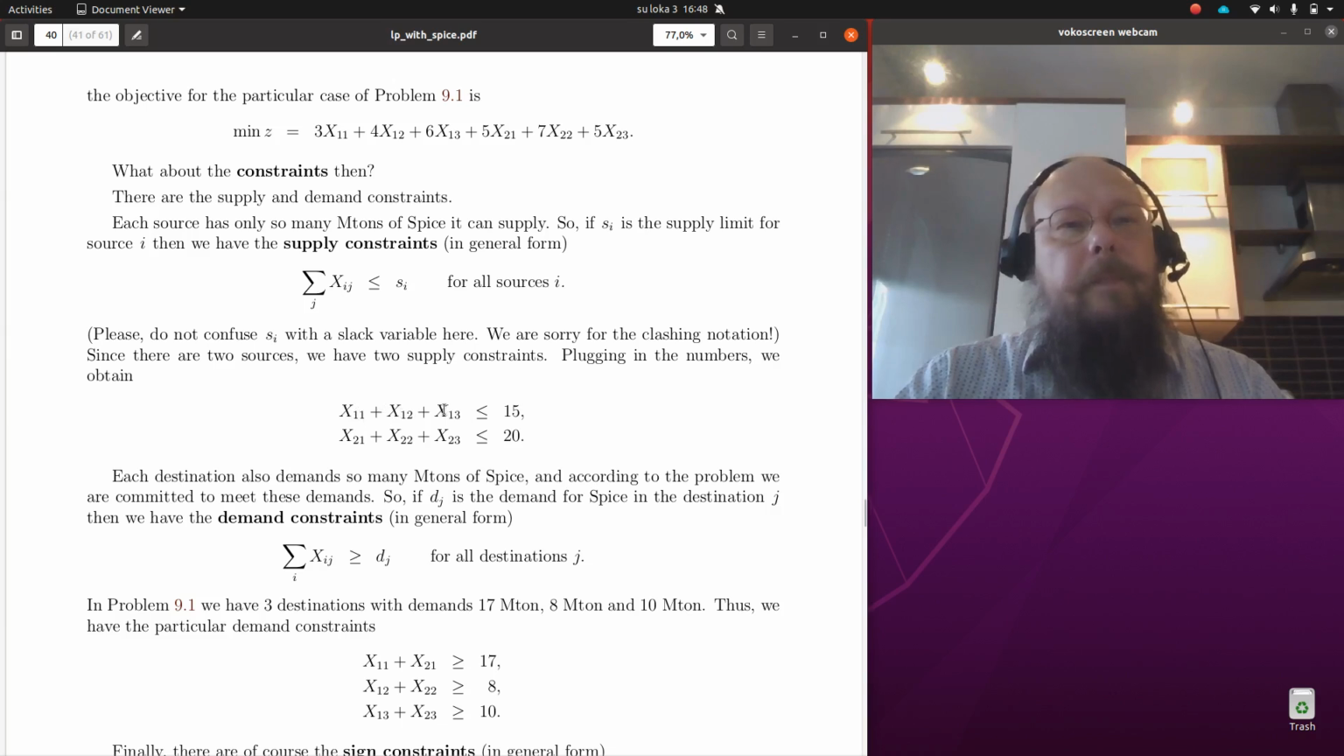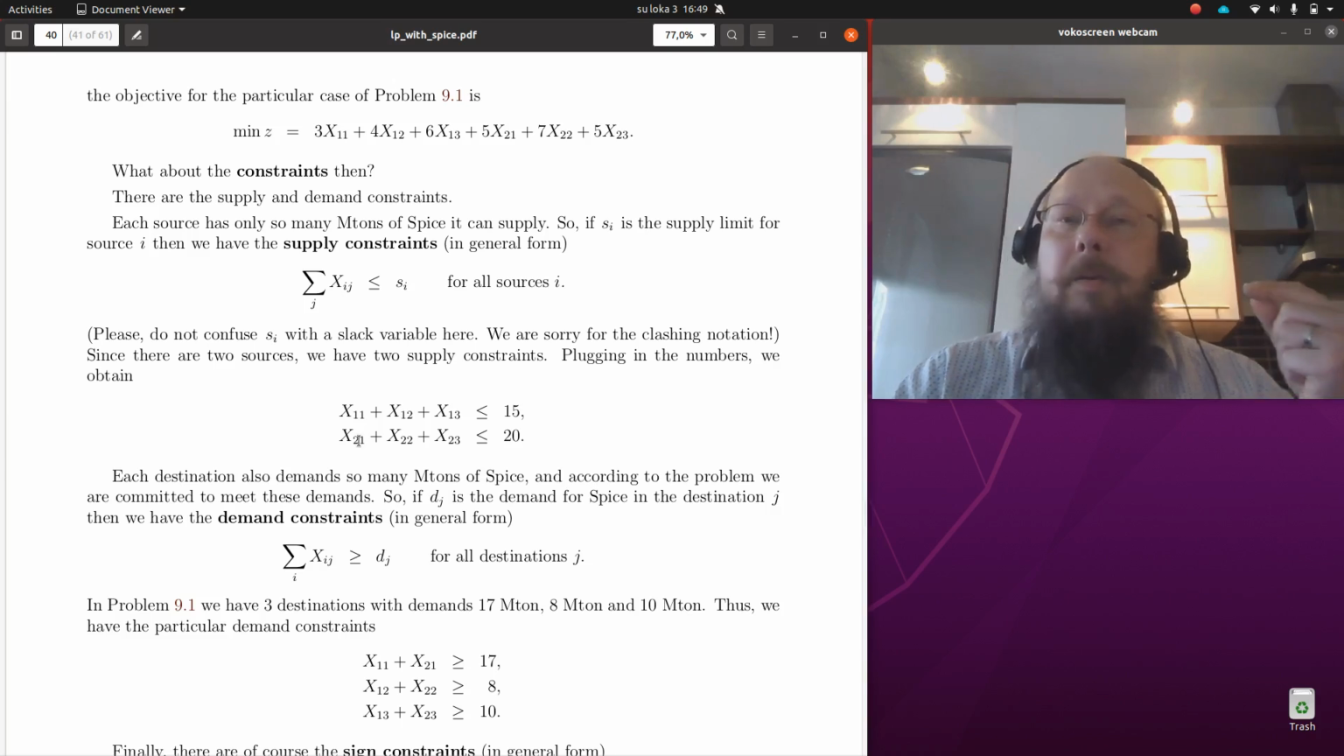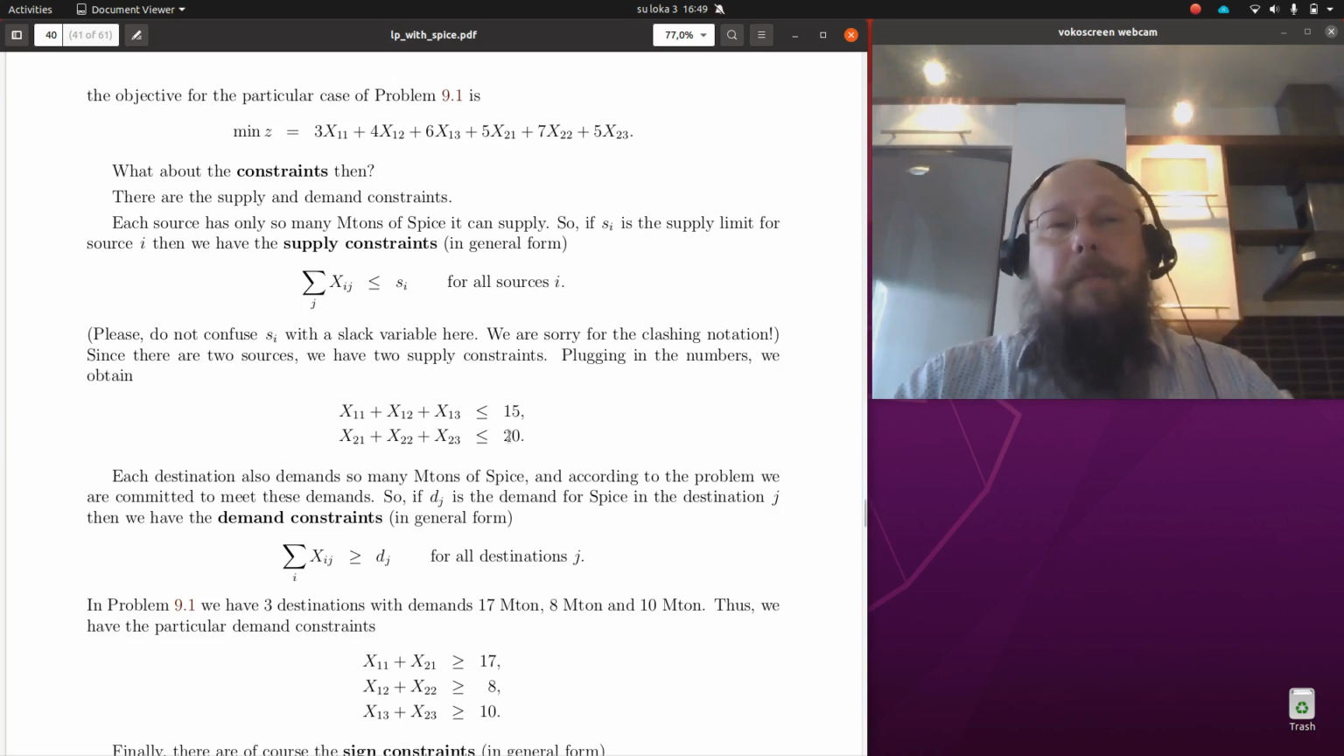1 to 3. And similarly here, this is now x2 something, what flows from source 2, and source 2 was Tleilax and it had supply 20. Okay, so here we have it. These are the supply constraints for our problem. There are two of them because there are two sources.